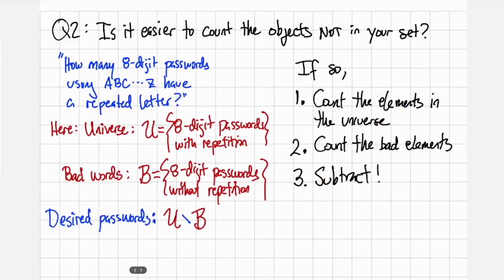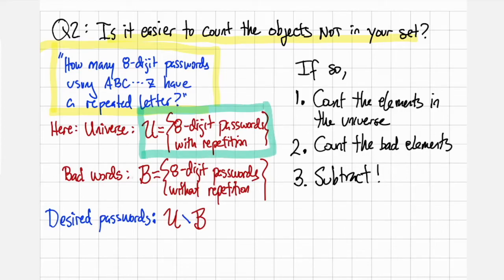Sometimes your question doesn't break down into cases. Then you could ask yourself, is it easier to count the objects that are not in your set? So for example, let's say you had a question that said, how many 8-digit passwords using A, B, C up to Z have a repeated letter? The thing we might notice is that the set of passwords that have a repeated letter are the same as the set of all words minus the set of words that do not have a repeated letter. And so the answer to the question would be the set of elements that are in the universe, but not one of these bad words that have no repeated letters.